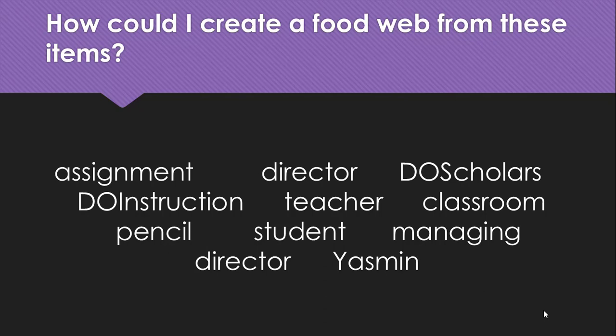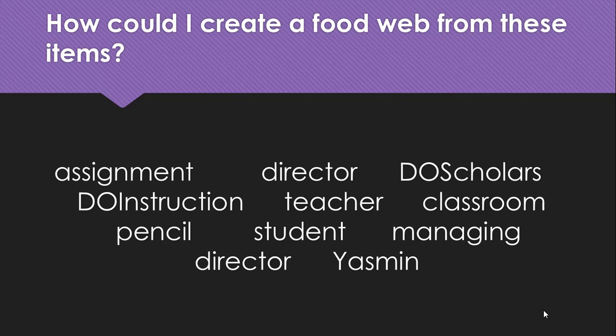For instance, on the screen right now I have words like assignment, director, dean of scholars, dean of instruction, teacher, classroom, pencil, student, managing director, and Yasmin. So from these words, the same kind of interactions that we see between organisms in an ecosystem can be seen here. So if we're thinking about what are my producers, or what are things that would be in the bottom of the food chain, it would be things like assignment and classroom and pencil. If we're thinking about primary consumers, or herbivores if you will, that would be all of the students at the school and maybe the teachers.